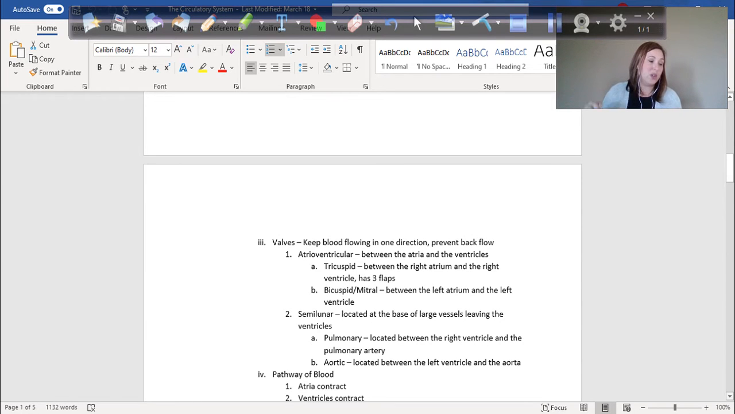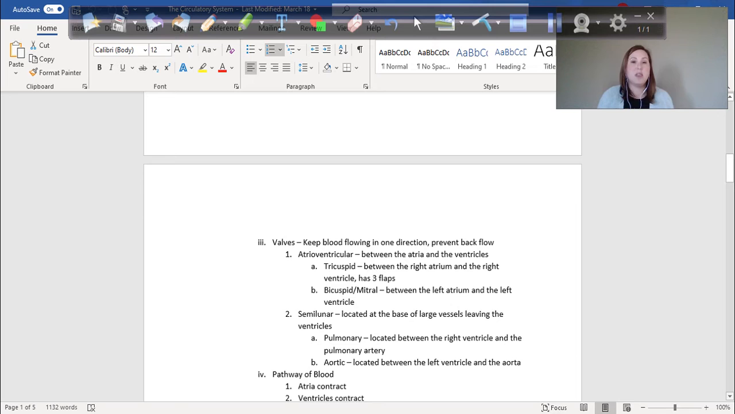From that right ventricle, it's going to go into the pulmonary arteries, and it's going to go to the lungs. That's where that oxygen and carbon dioxide exchange is going to happen. And then it's going to come through the pulmonary vein, and it's going to come into the left atrium. It's going to go through the valve into the left ventricle. From the left ventricle, it's going to go through the aorta into the rest of the body.